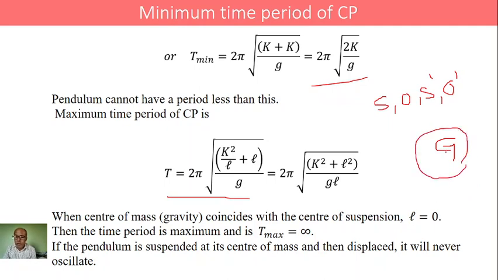G is the point of oscillation at present. Now if the body is made to oscillate about G, then L becomes equal to 0. Since L becomes equal to 0, therefore T becomes equal to infinity. This is the maximum period the compound pendulum can have. In the sense, when it is suspended about the center of gravity or center of mass, it will never oscillate, and so T maximum is infinity. Thank you.